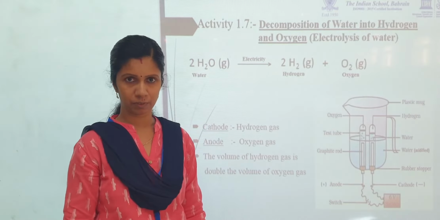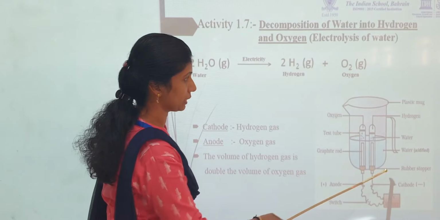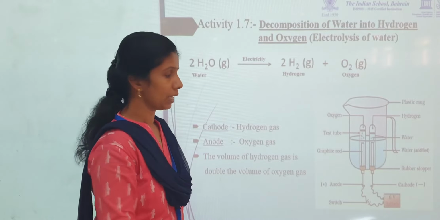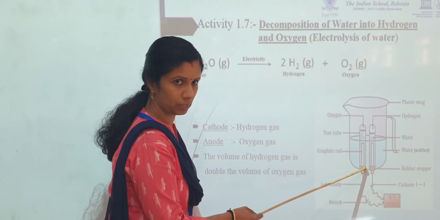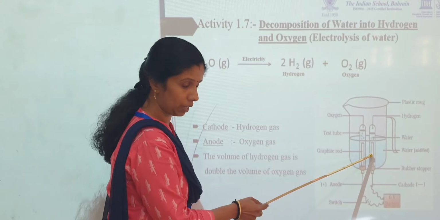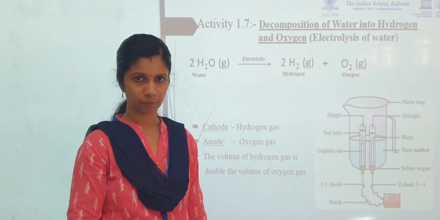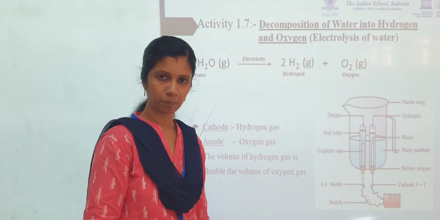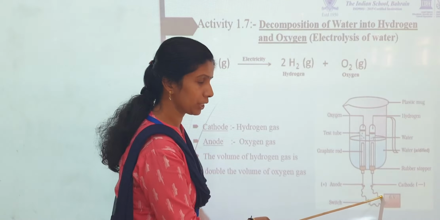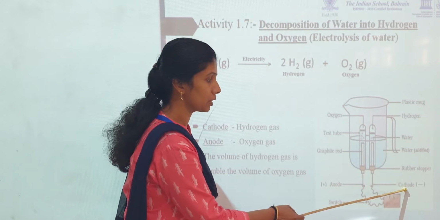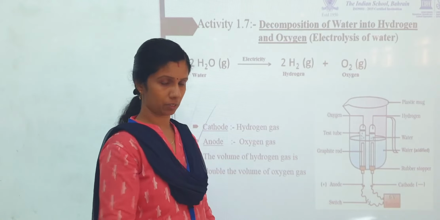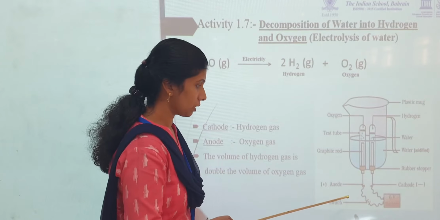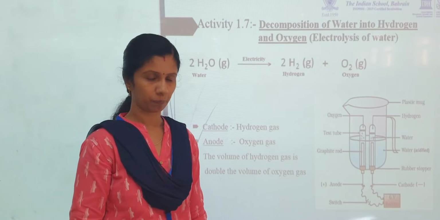Now, how to do this activity? For that, you have to take a plastic container, drill 2 holes at its base and fix 2 rubber stoppers. Insert 2 carbon electrodes in these rubber stoppers. Now, connect these electrodes to a 6-volt battery. The electrode which is connected to the negative terminal of the battery is known as cathode or negative electrode, and the electrode which is connected to the positive terminal of the battery is known as anode or positive electrode.